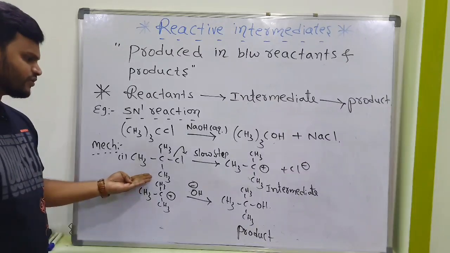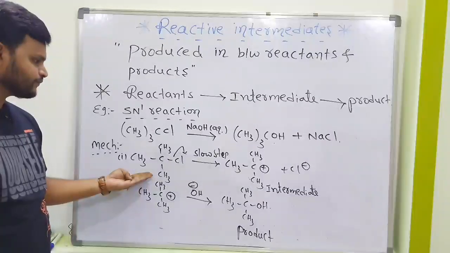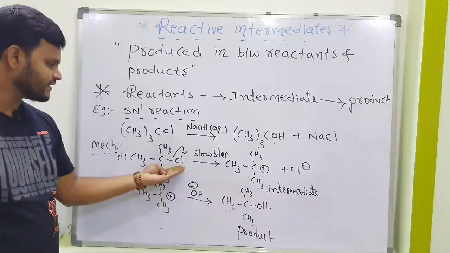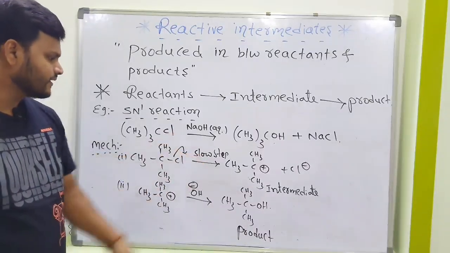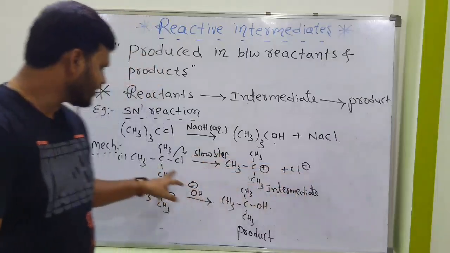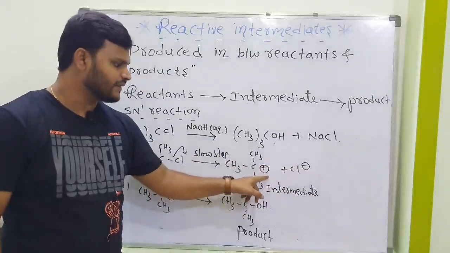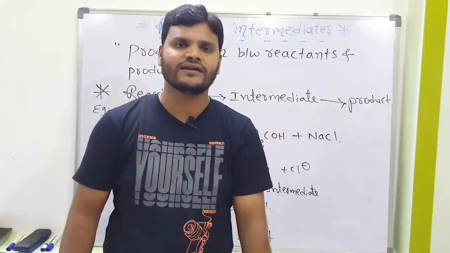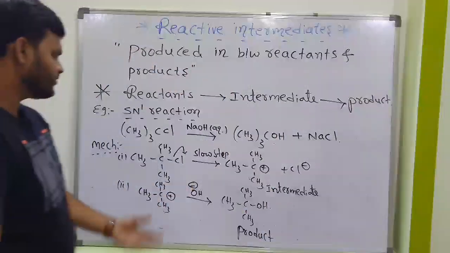How is carbocation generated? This is the substrate, also called the reactant. First, what will happen? Carbon, chlorine. Chlorine is more electronegative, that's the reason electrons are shifted towards the chlorine side. Then chlorine gets a negative charge and carbon gets a positive charge. C plus is nothing but the intermediate. What is the reactive center in carbocations? C plus.